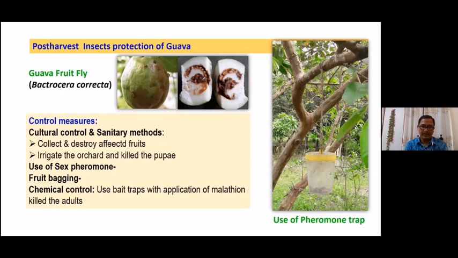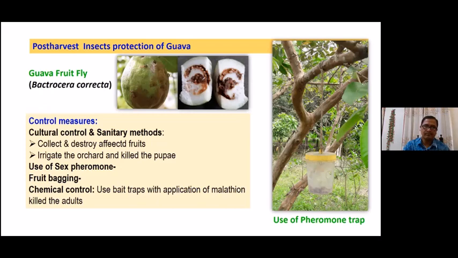Culturally, if you can collect and destroy the affected fruits and irrigate the orchard and kill the pupa, that can be one of the ways. Another way is use of pheromone traps as well as fruit bagging. And finally, we can use some bait trap with the application of some insecticides like malathion that will kill the adults. So these are the ways. Pheromone trap is commonly practiced in our area and also other areas, India and Nepal and Indonesia maybe. Pheromone trap use as well as fruit bagging and chemical control are applicable for controlling this fruit fly.